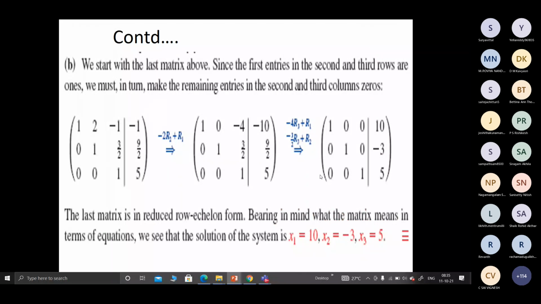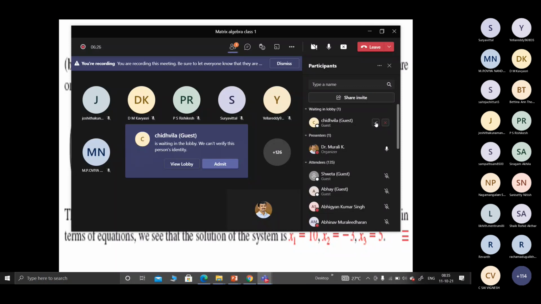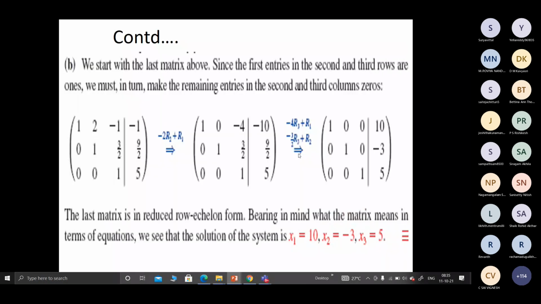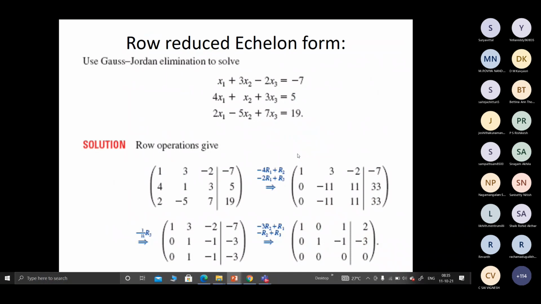Okay. So the next thing is a slightly different one. Another system, just look at this. Don't go for Gauss-Jordan, as I told you. Let us see only Gauss elimination. We make it Gauss elimination, not Gauss-Jordan.